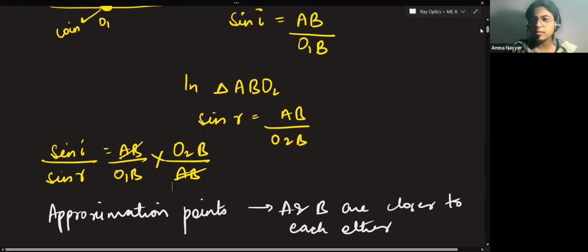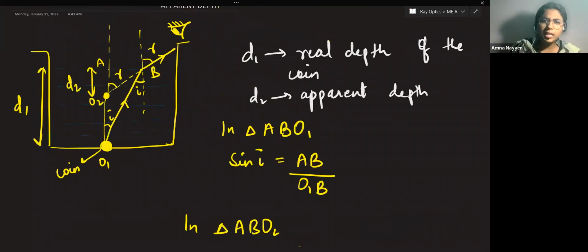Now, class, this point A and this point B are very close to each other. Refraction is occurring, and this angle of incidence is very small. A very narrow angle is there. So point B and point A are very close to each other.